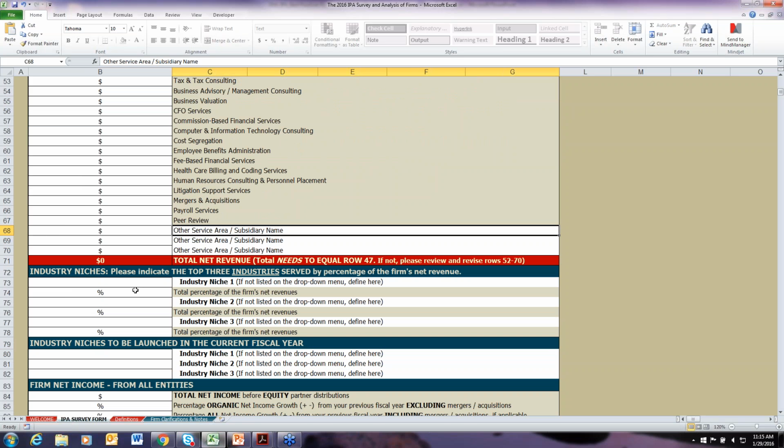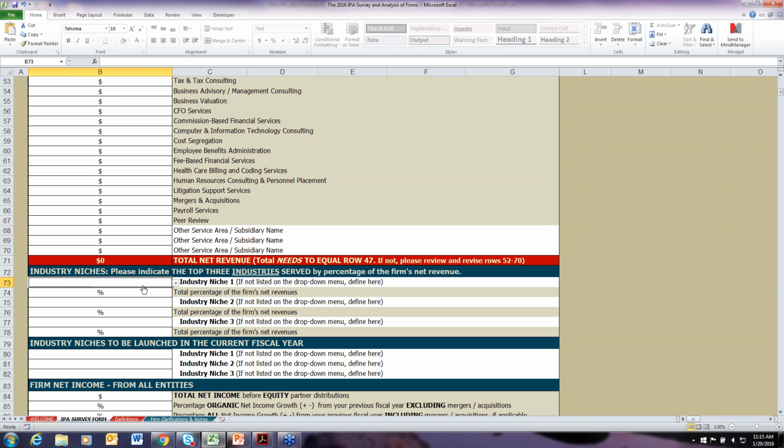The next section, starting on row 73, talks about industry niches and asks for the top 3 niches as a percentage of net revenue. Again, notice the drop-down arrow here. We've identified some of the major niches that many firms have, and you'll see that you will need to scroll down to get a look at all the different niches that exist here.